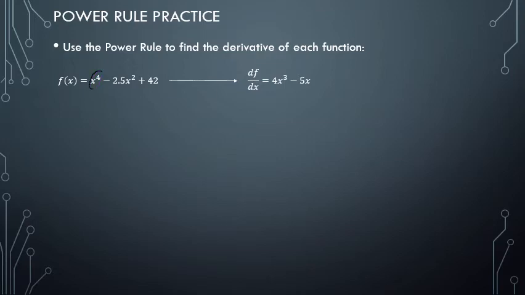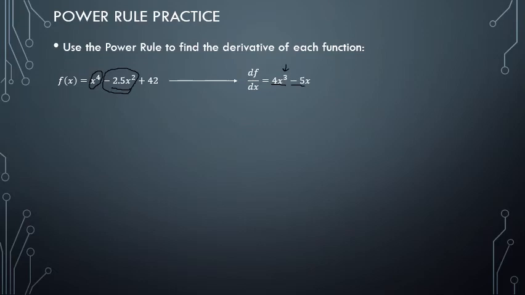X to the fourth. So what would we do with that term? We would move the 4 down to the front, then 4 minus 1 is 3. And that's what we have right here. We move the 4 to the front, and then where we had an x to the fourth, subtract 1, it's now x to the third. Our next term here was negative, and don't forget your minus signs. Negative 2.5x squared. Same thing, move the 2 down in front and multiply. So negative 2.5 times 2 is negative 5. You can see that here.